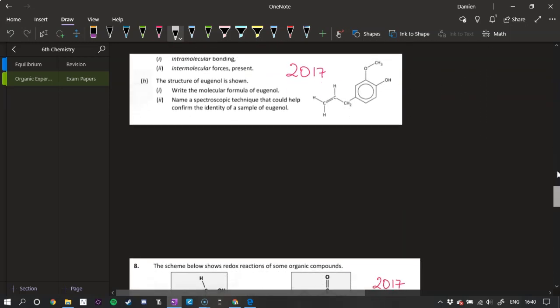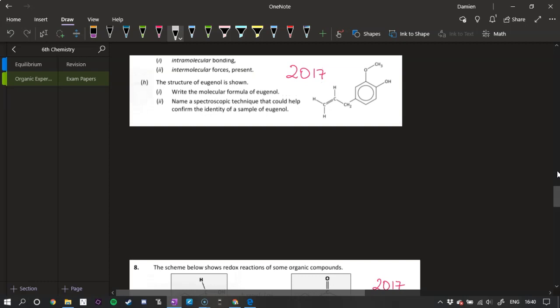The next one is 2017. So we're not doing this particular part here. We're looking at the structure of eugenol. So the structure is shown. Write the molecular formula of eugenol. And this is just a case of counting up all the carbons.